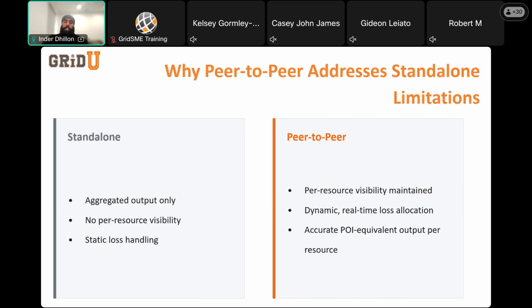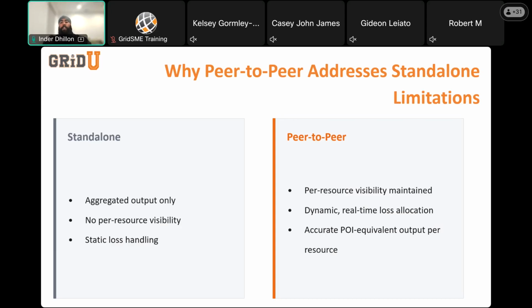So we talked earlier about where standalone falls short. With standalone, you get aggregated output only, no visibility into what any individual resource contributes. And that loss handling is static. So you configure the RNX once, it doesn't update based on how conditions are at the site. And peer-to-peer solves both of those things directly.